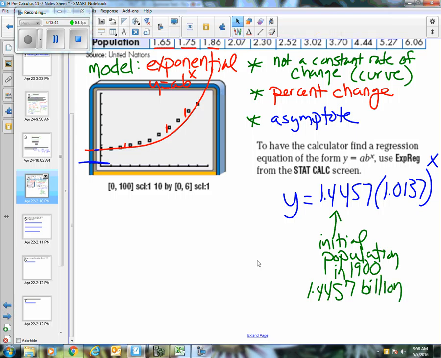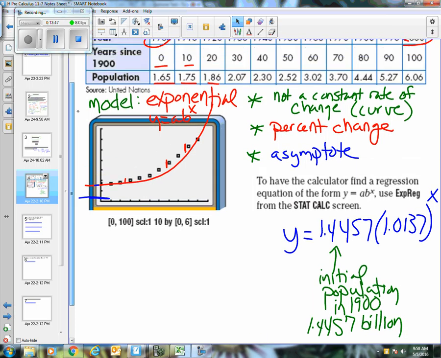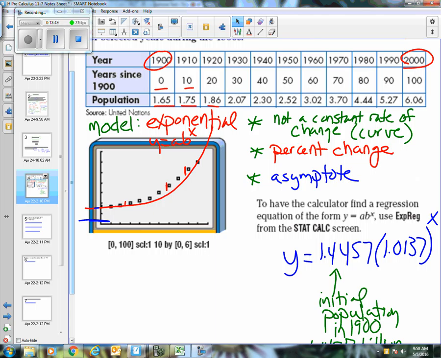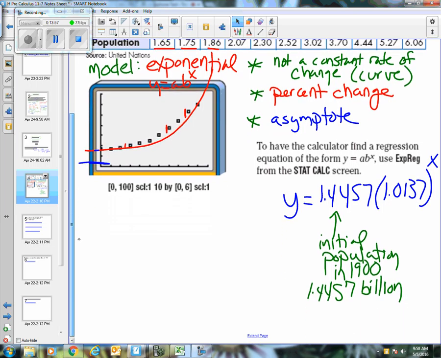Now, I want you to look back at your table. The actual population in 1900 was not 1.4457 billion. It was 6.5. Now, 6.5 is the actual data value. Ours is a best fit equation model, so it's not going to match up exactly. You can't expect those numbers to be exactly the same, but hopefully they're in the same ballpark.